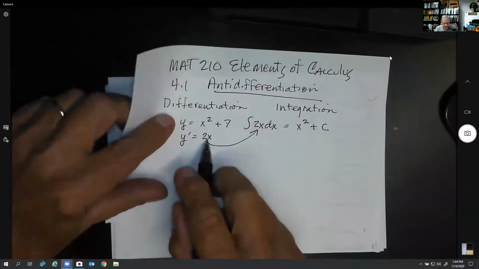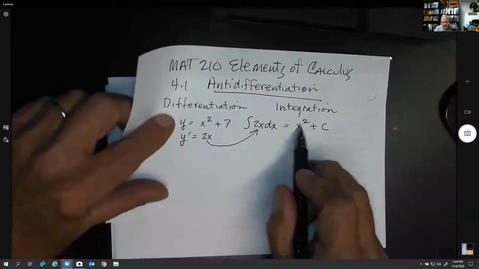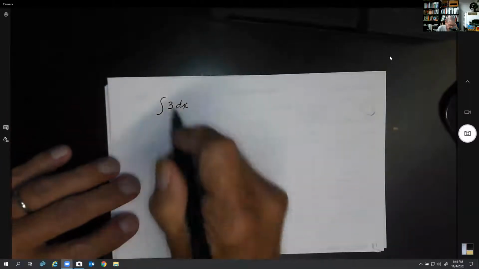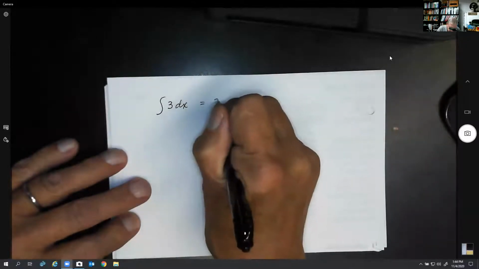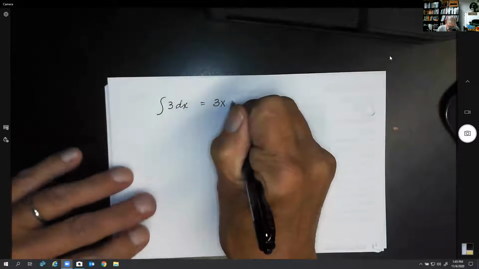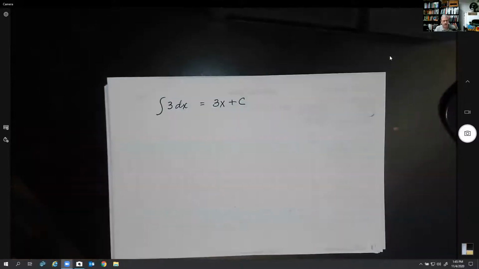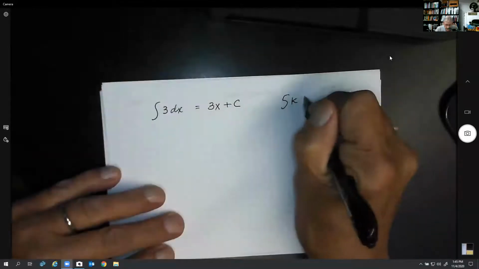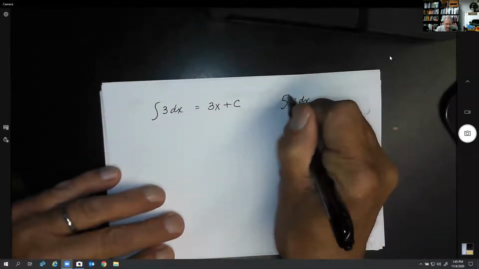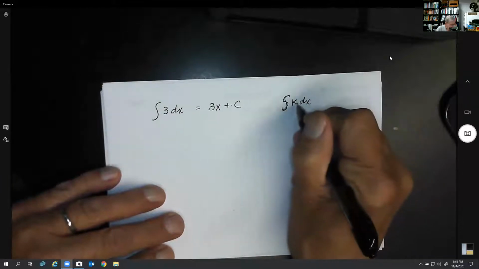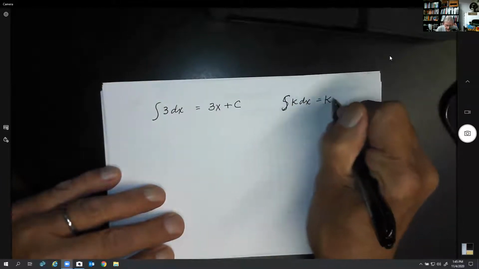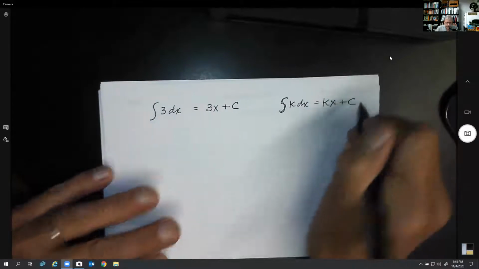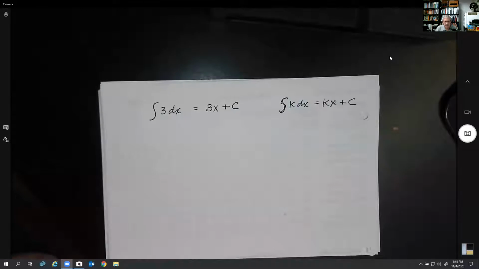Well, because we're doing the reverse, notice when we did the reverse of 2x, it became x squared. It got larger. So when we do the integral of a number here, we're going to put an x behind it. And it may have had some number, so we don't know. We're going to call that 3x plus c. So when we take the integral of a constant, the integral of a constant would be the constant times x plus some number. That would be the general formula.